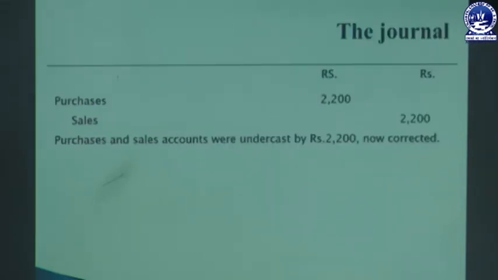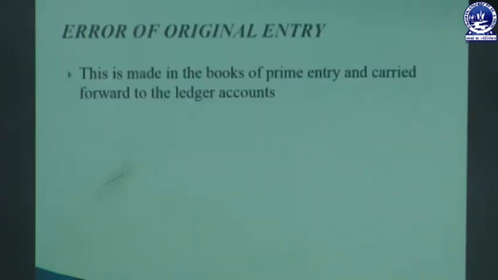So the correct journal entry: we have to record it in the purchase account, so the purchase account must be debited. Purchase account debit rupees 2200, sales account credit 2200. So the purchase and sales account undercast by 2200 is now corrected.